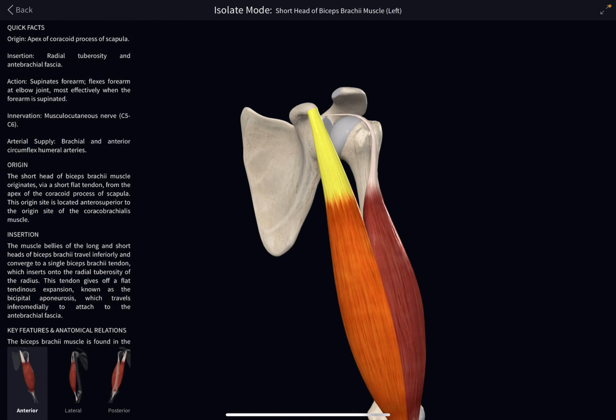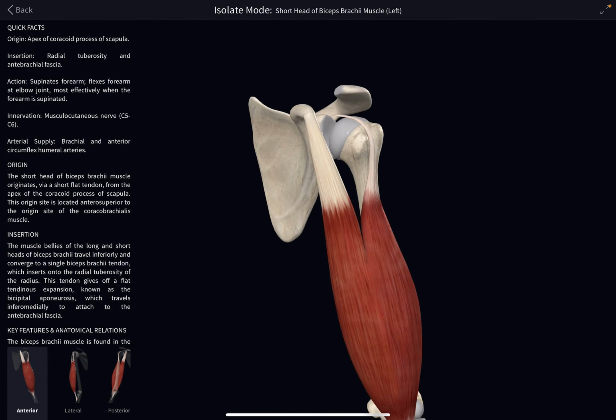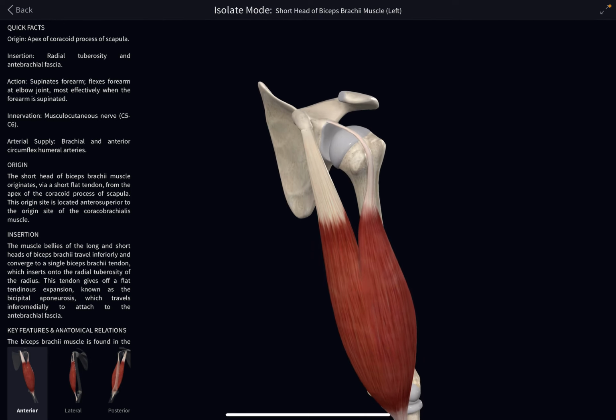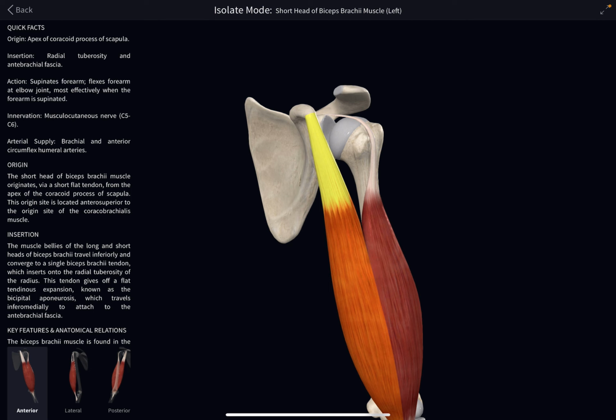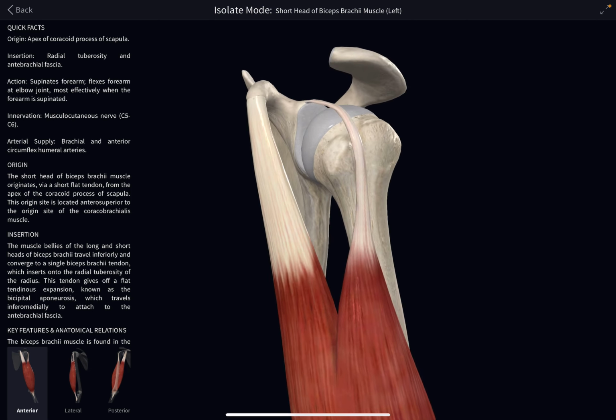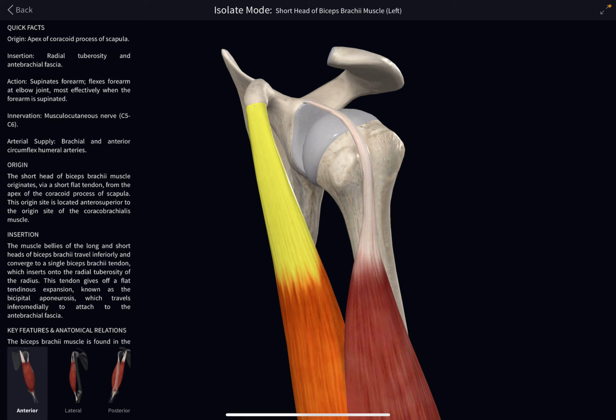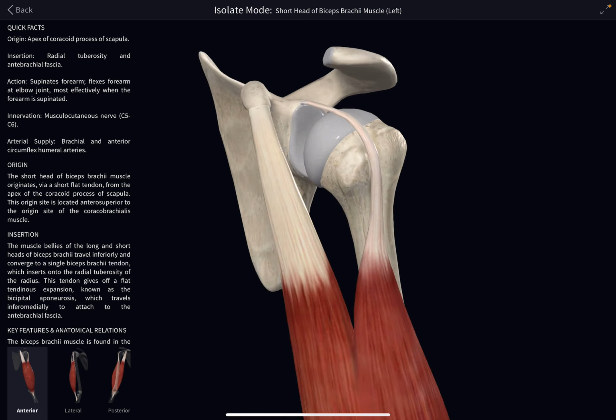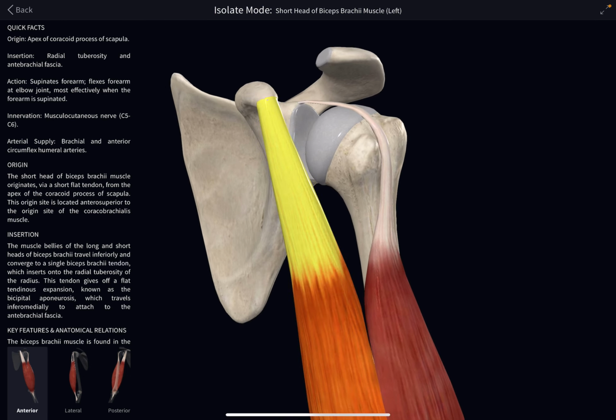Now see, this is the short head arising from the tip of the coracoid process, right? And the long head, look at the long head, it arises from within the capsule of the shoulder joint, from something called the supraglenoid tubercle of the scapula. So that's the intracapsular origin. The peculiarity of the origin of the long head of biceps brachii is that it arises from within the fibrous capsule of the shoulder joint, from the supraglenoid tubercle of the scapula. It also takes its origin from the adjacent labrum, that is the glenoidal labrum.